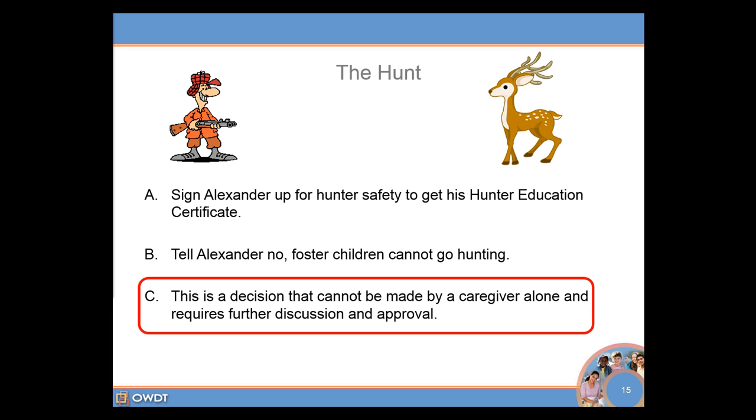The answer is C. Hunting and gun use requires further discussion and approval from the caseworker and parents, if applicable. If agreed upon and the child is found to be appropriate to go hunting, all laws must be followed and the hunting certificate and license must be obtained.